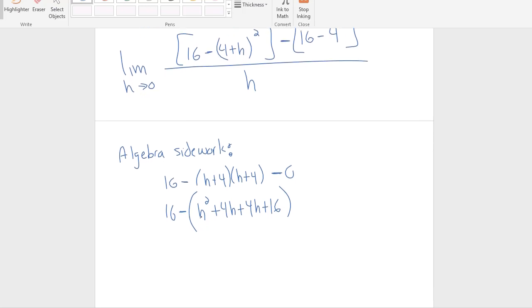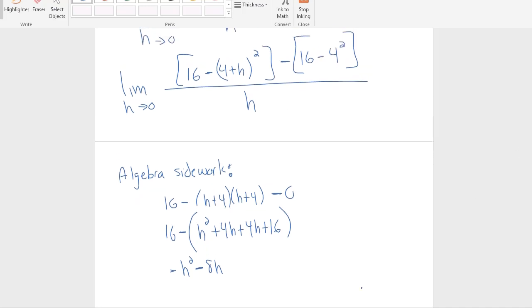So this is going to become negative h squared when I distribute. This is 8h, so this is going to become minus 8h. And then I'm going to have negative 16 plus 16, that's going to cancel. So here's my expression in the numerator when I've simplified. So I'm going to come back up here. This whole numerator, my fraction up here, has become negative h squared minus 8h.